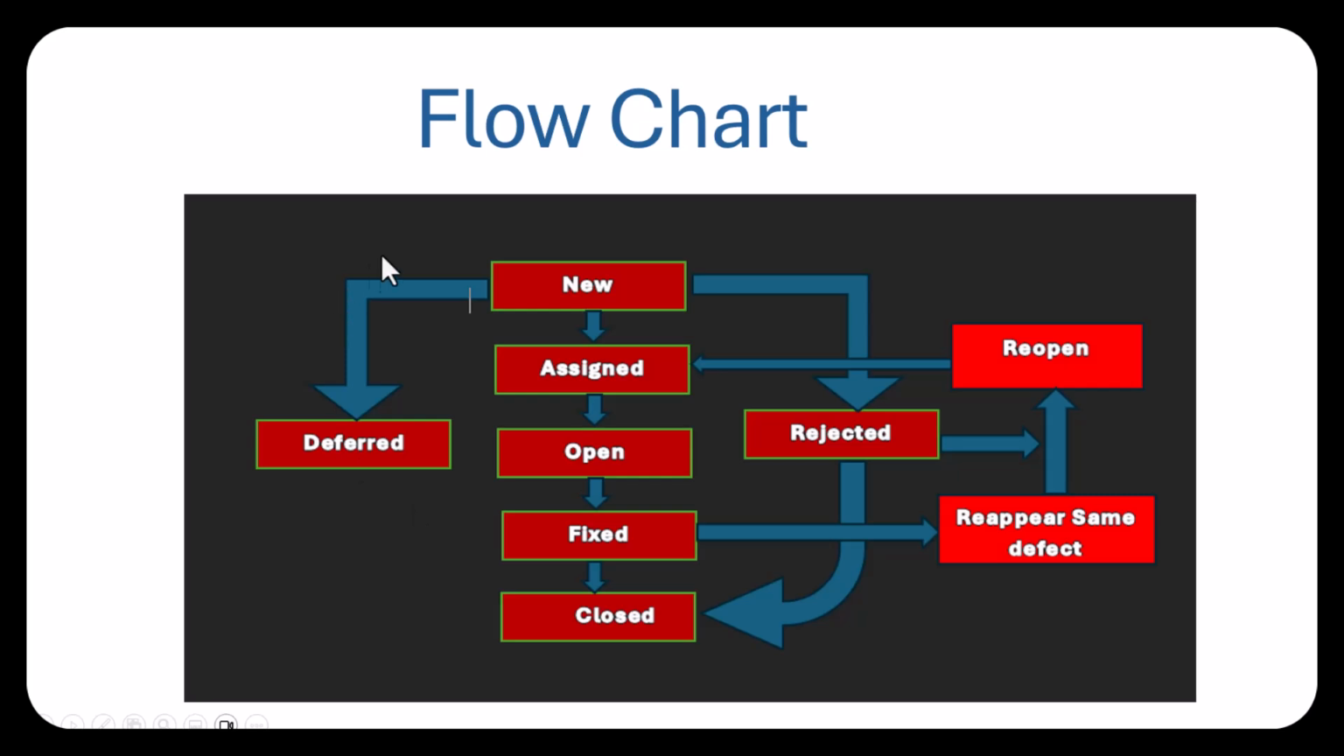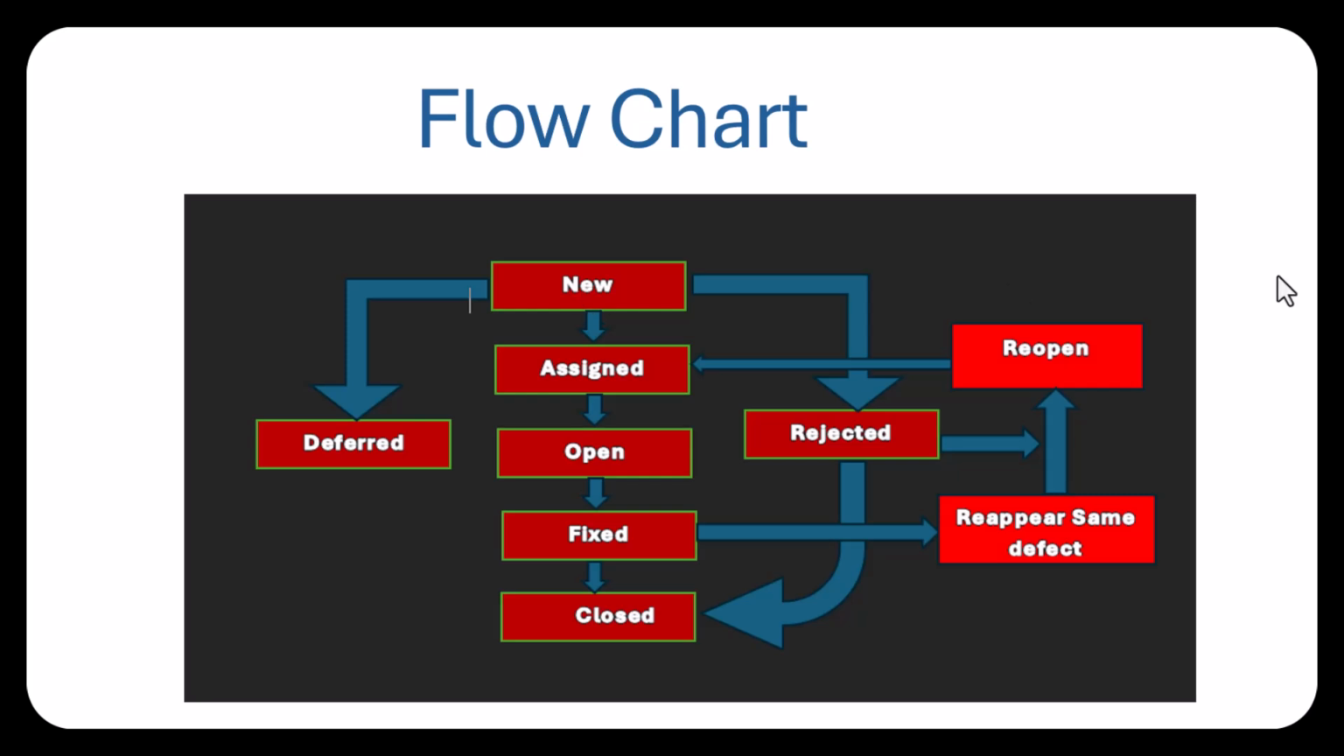This is the flow chart I have prepared, and now I'm going to describe it to you, and you try to understand what is the life cycle of a bug from this particular flow. Here you can see the first stage of a bug, that is new. What is the new stage? When any new defect is identified by the tester, it falls under the new state. This is the first state of the bug life cycle.